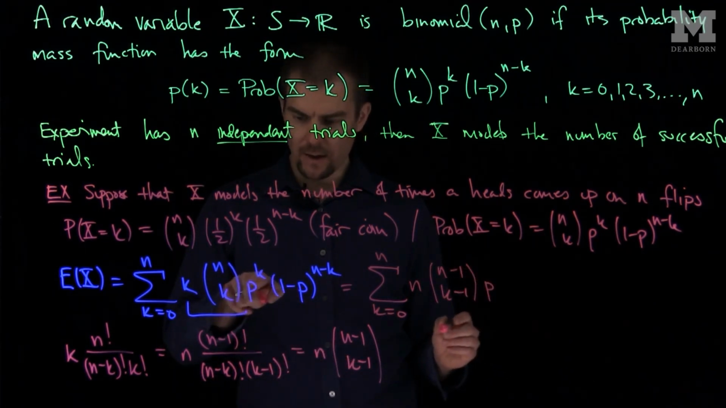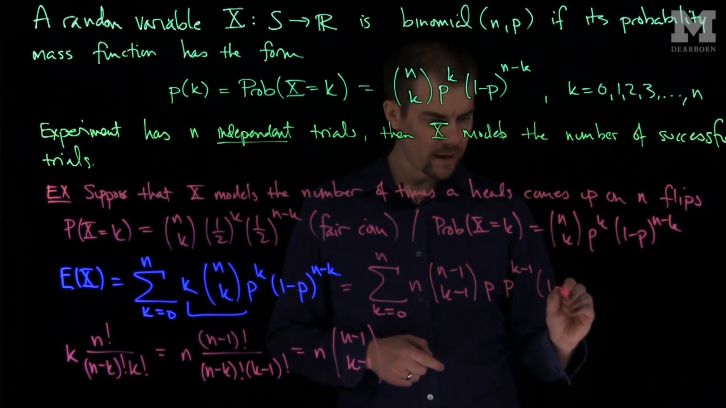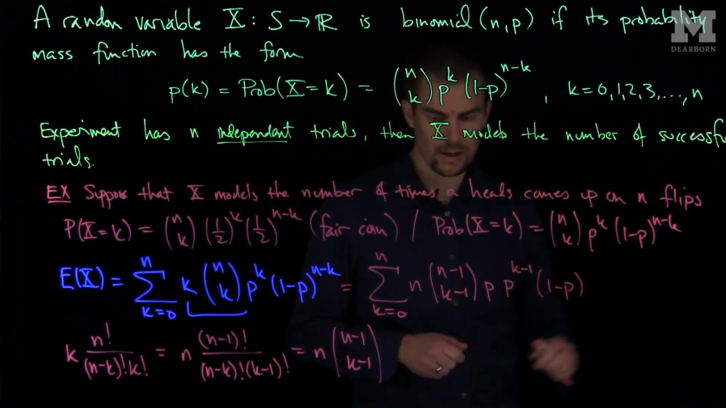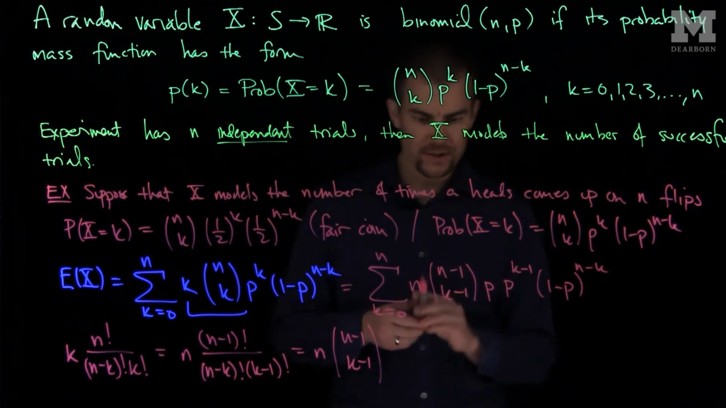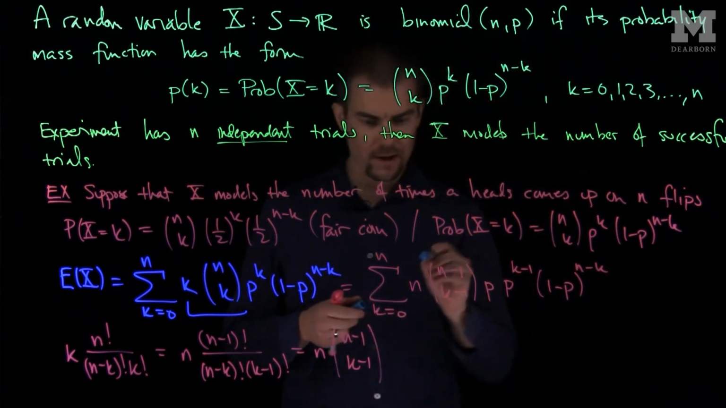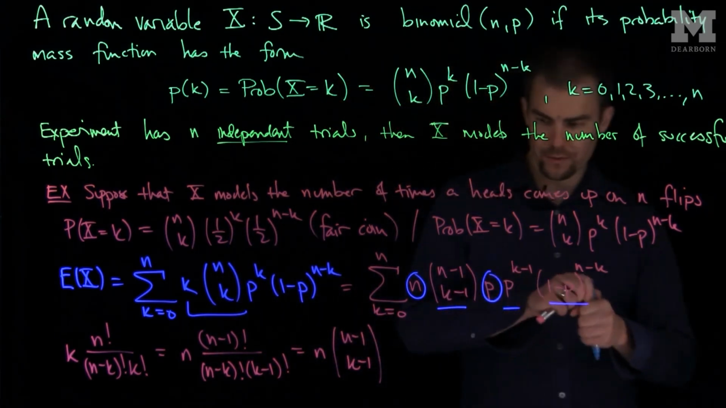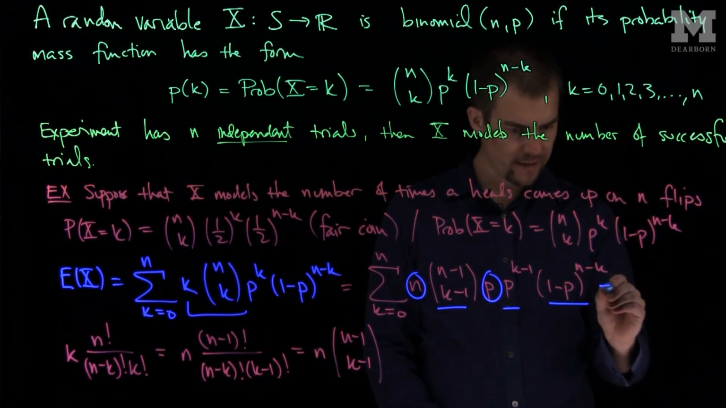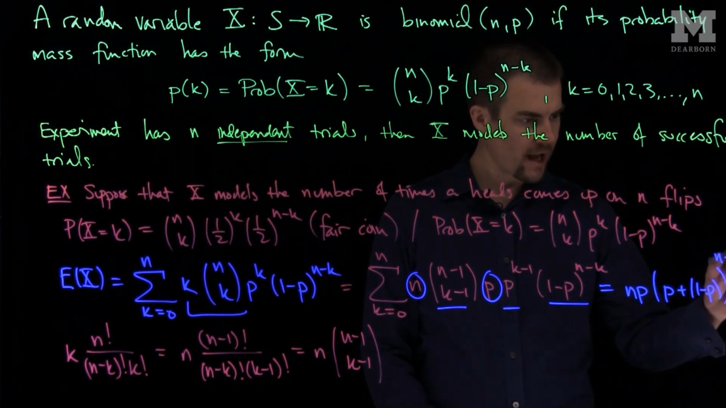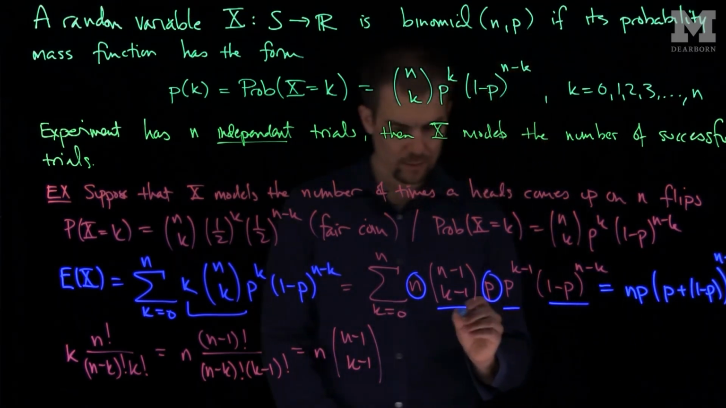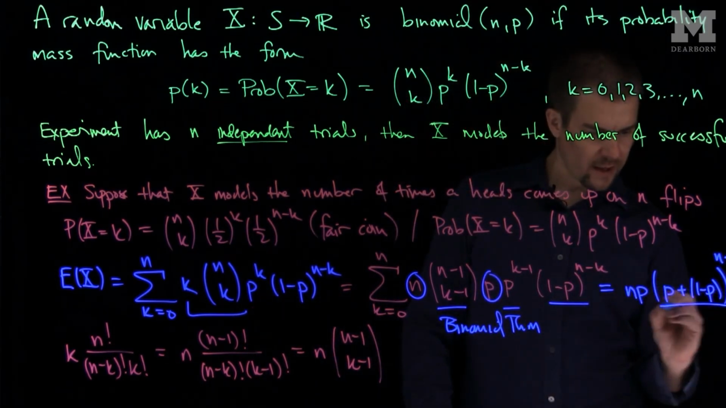And I'll pull 1 p out of that p to the k and leave this as p to the k minus 1. And then I'll have a 1 minus p to the n minus k. And so I can pull this np out. I can factor that n out, and factor that p out. And what's left, as you can check, is exactly going to be equal to what's left over here. So I'll have n times p. And what's left will be p plus 1 minus p to the power n minus 1 by the binomial theorem. I'm just going to use the binomial theorem over here, and we say that this quantity in the parentheses is equal to 1.